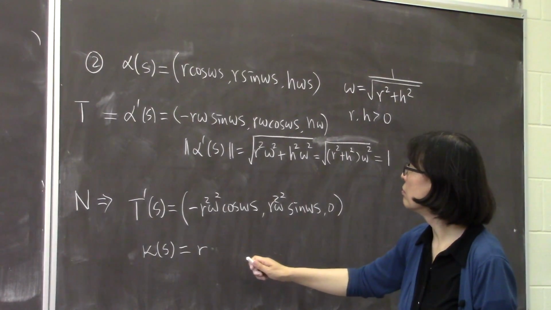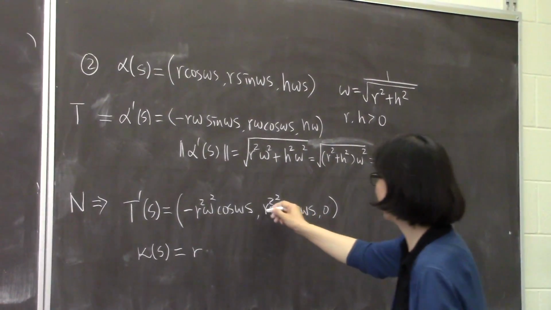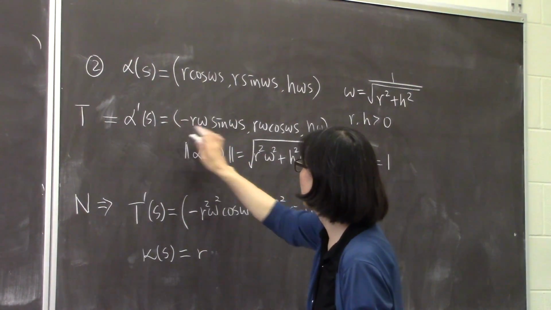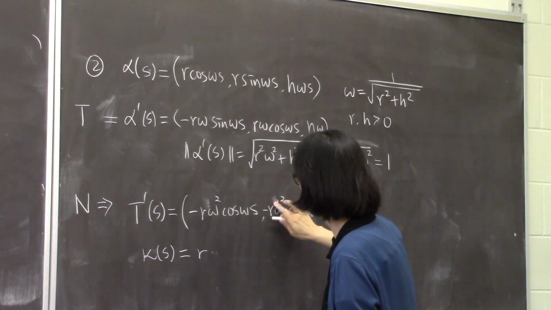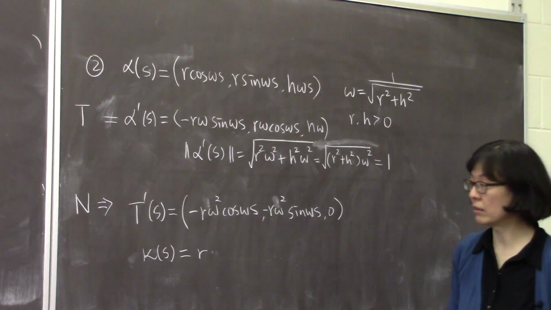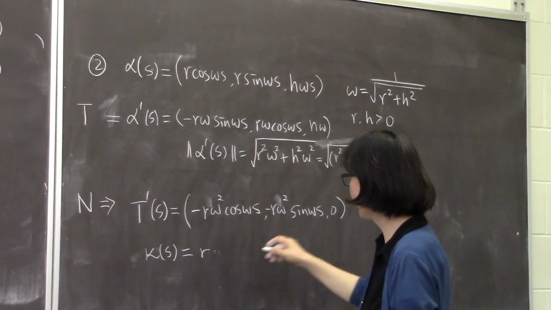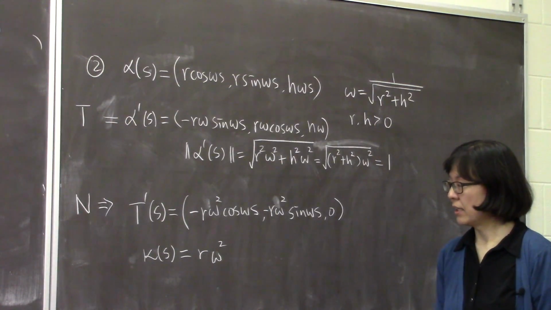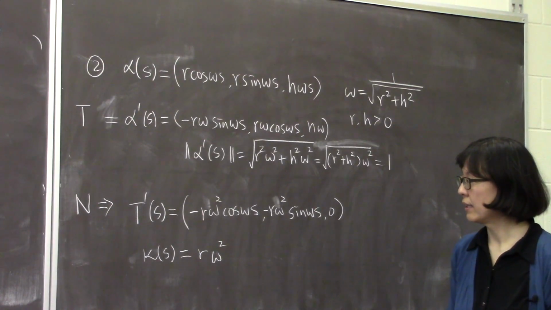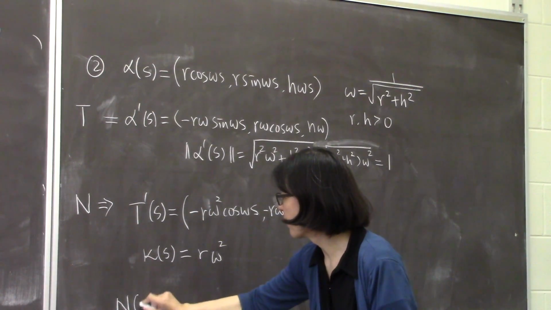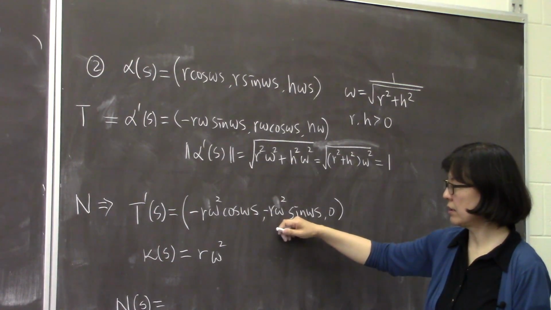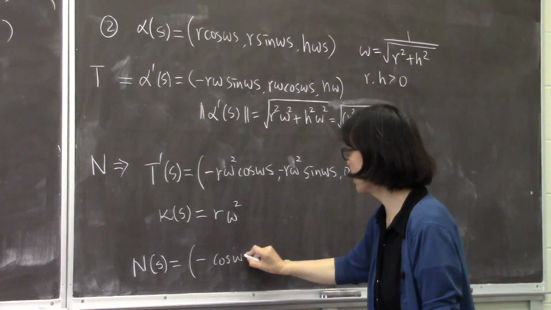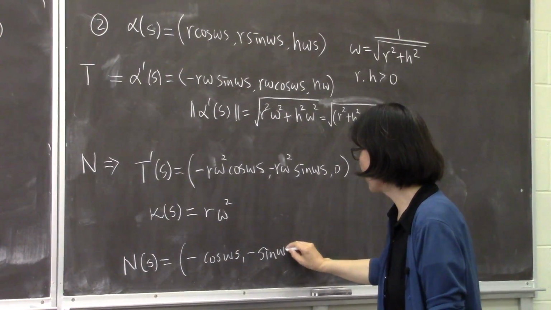Okay. Oh no. It's S. So only 1 R. Right? So what is the magnitude of that? It's R omega squared. Right? Then what is N? We divide this by that, right? So that is minus cosine omega S, minus sine omega S, 0.